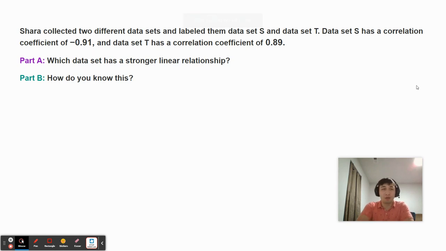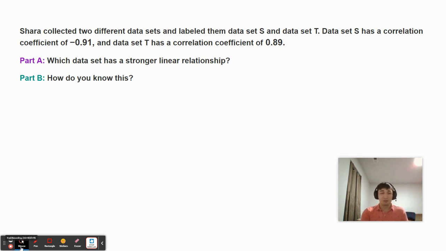Alrighty, so Shara collected two different datasets and labeled them dataset S and dataset T. Dataset S has a correlation coefficient of negative 0.91, and dataset T has a correlation coefficient of 0.89. So, two questions stem from that: which dataset has a stronger linear relationship, and how do you know this? Explain your answer.